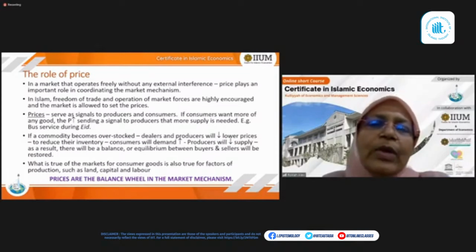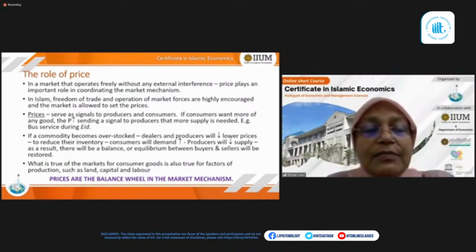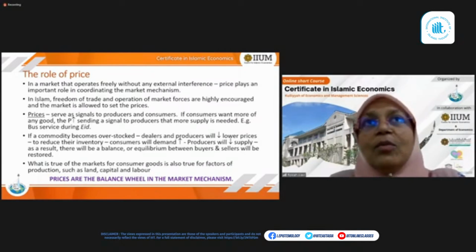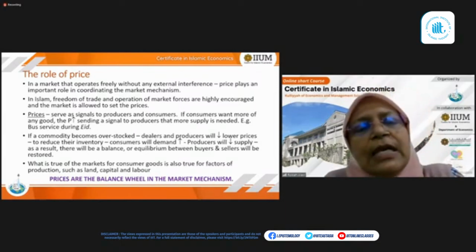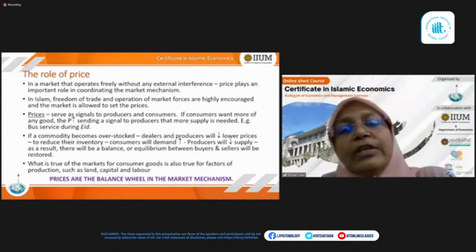Now, when consumers want to buy more, for example during Eid, you want to buy, let's say, mutton, you find that the mutton price is going up because Eid is nearing. When the price is high, the producers will know, okay, there are more people going to buy the meat, so I better go and get supply for this. The price gives a signal to the suppliers, because producers are looking for profit. They want to sell more to get more money. So whenever the price is high, they are very happy, and they are going to get more supply.